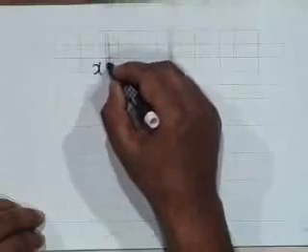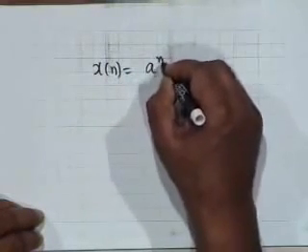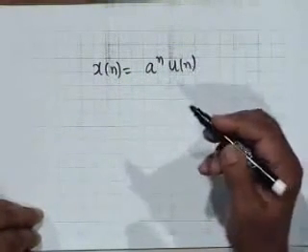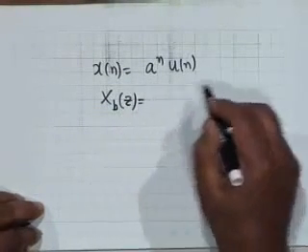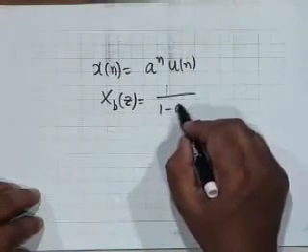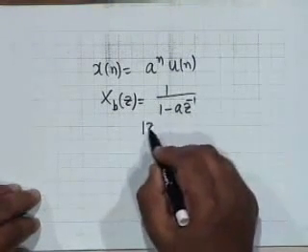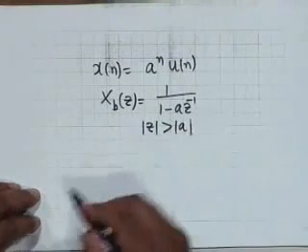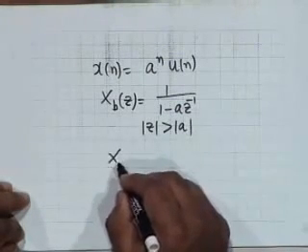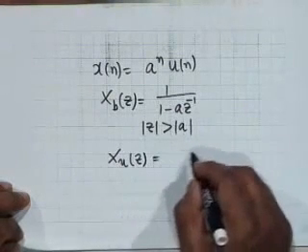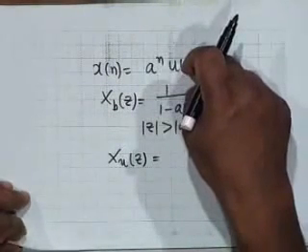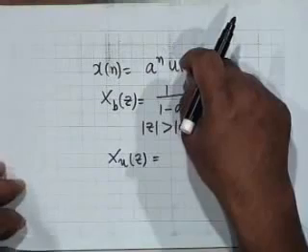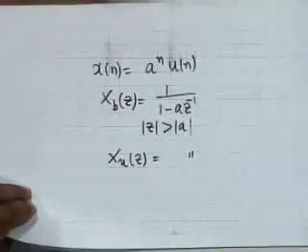If we have, let's say, x of n equal to a to the n u of n, then its bilateral z transform, as you know, is 1 by 1 minus a z inverse, mod z greater than mod a. What is its unilateral z transform? It's the same, because this signal does not exist for n less than 0. But we can think of a signal which does exist before n equal to 0.